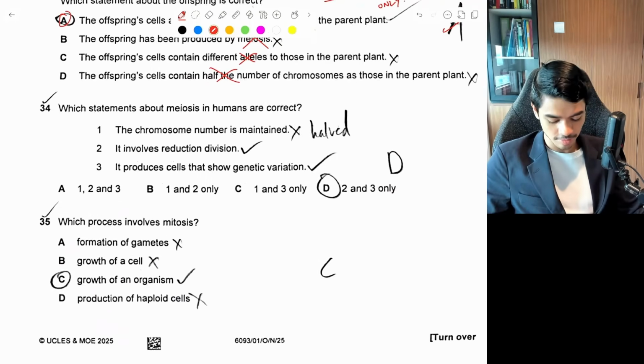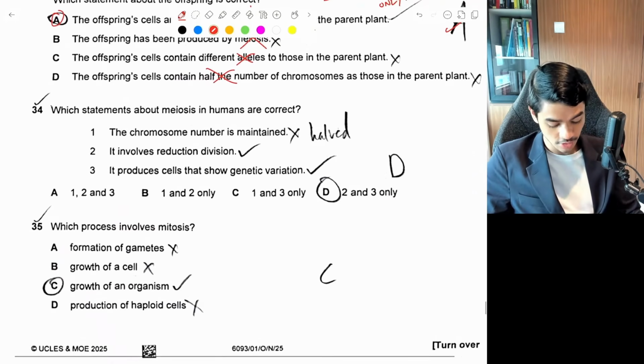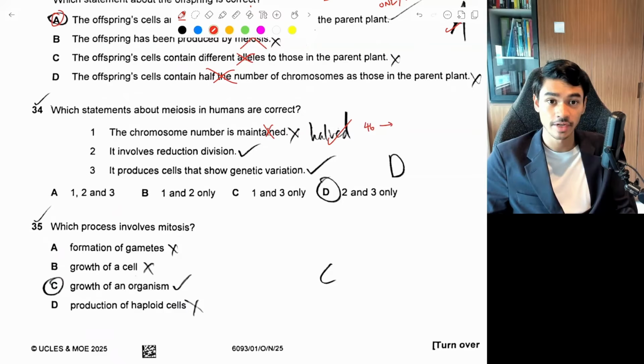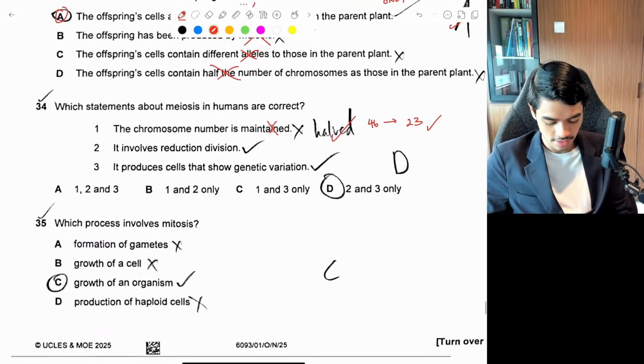Okay, question 34. Which is true about meiosis in humans? The chromosome number is maintained. Nope. Yeah, the student is right to say that the chromosome number will be half. In fact, in humans, 46 is the parent cell, which is diploid. Then the gametes, after meiosis is done, have 23 chromosomes. So it is halved.